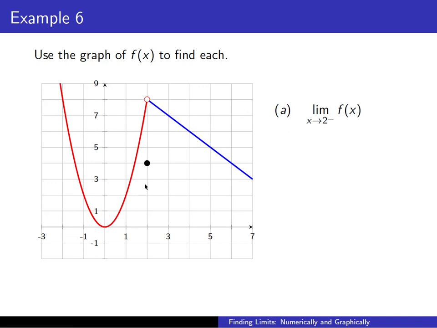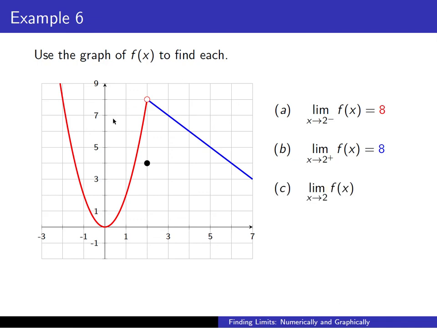Okay. Example 6, here we have a similar looking graph, not exactly the same as you saw from the transition there. Part A, we have the limit as x approaches 2 from the left. Coming in from the left, we get closer and closer to a y value of 8. So nothing really different there. Part B, the limit as x approaches 2 from the right. As we get closer and closer to our x value of 2, our y values get closer and closer to the y value of 8.